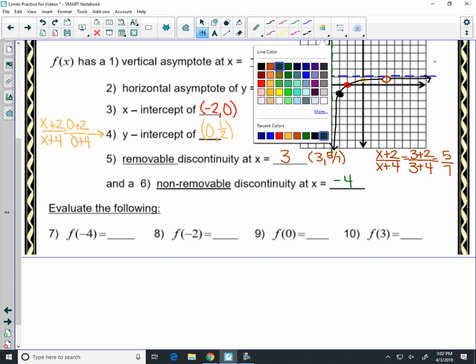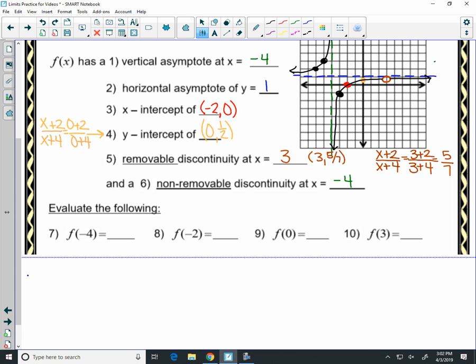Well, let's look. At -4, we have the asymptotes. We don't have a value. We're going to say it does not exist. At -2, our output is 0. The point is (-2, 0). At 0, our output was 1/2. At 3, we have the hole, so we're going to say it does not exist. So we're just using that graph to evaluate those or give those ordered pairs.